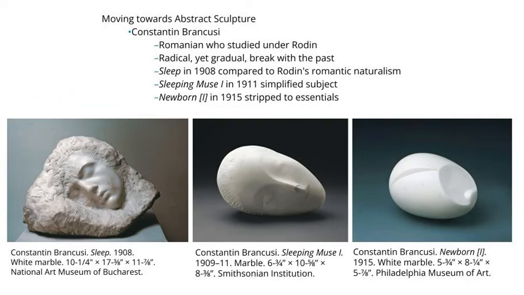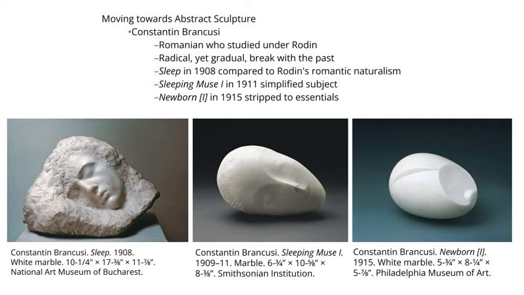Now we're starting to move towards abstract sculpture. And a great example of this is the move towards abstraction in Constantin Brancusi. So Brancusi was a Romanian who studied under Rodin, and he had a radical yet gradual break with the past. So you can see that here in these three images. We've got Sleep in 1908 compared to Rodin's Romantic Naturalism, who he studied under.